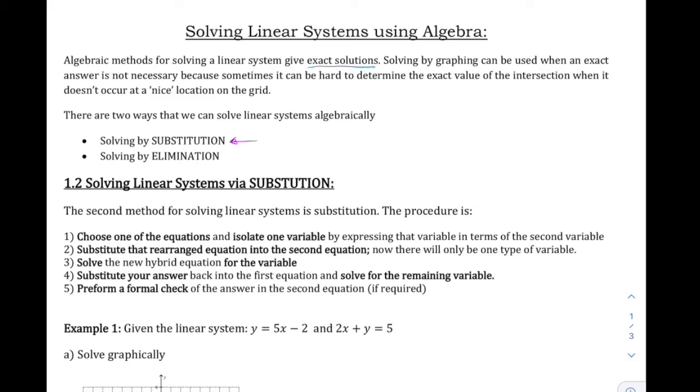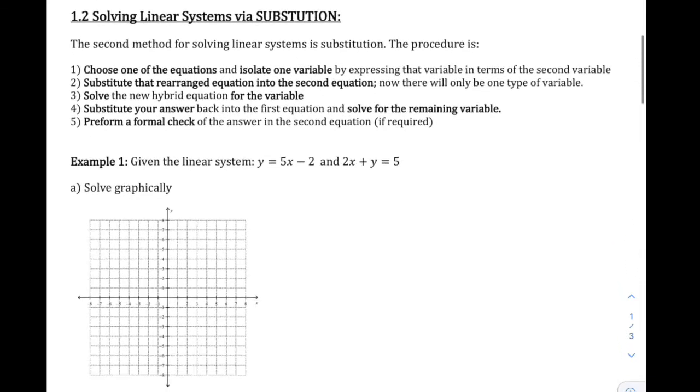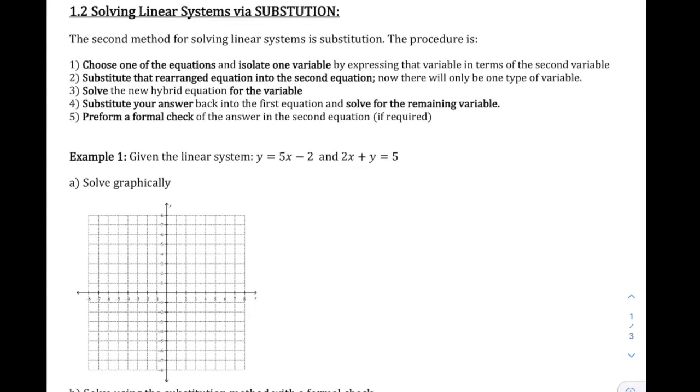So basically what we're going to be doing is substituting one equation into the other. The next lesson that we'll look at is solving by elimination, but both are algebraic methods that allow us to find x and y without having to graph. So let's look at 1.2. Solving linear systems by substitution. The second method for solving linear systems is substitution.